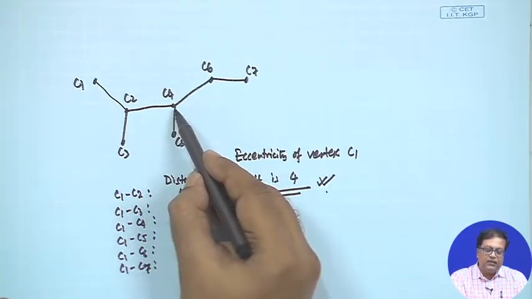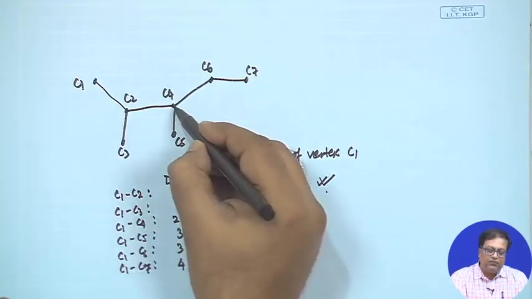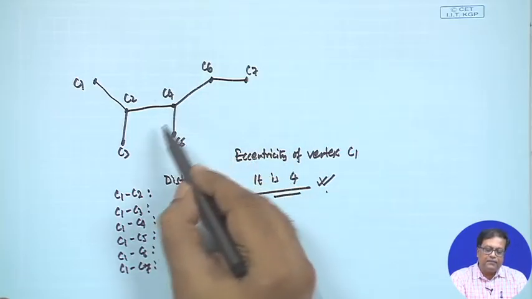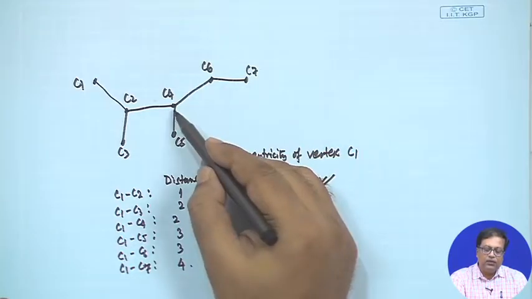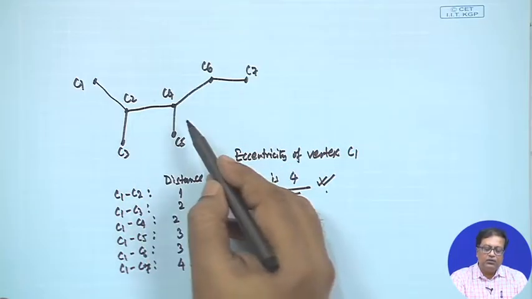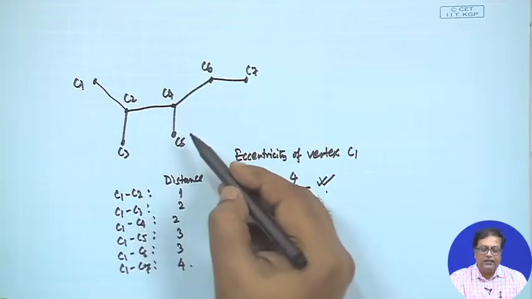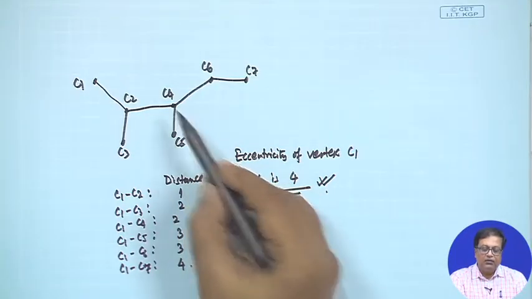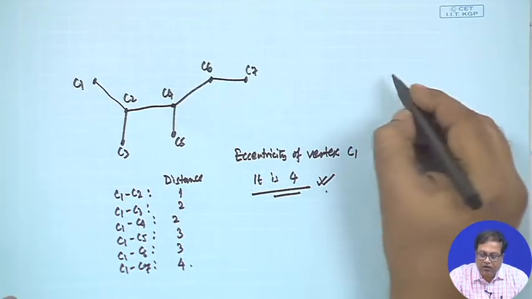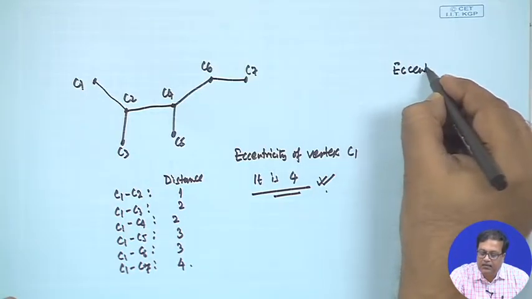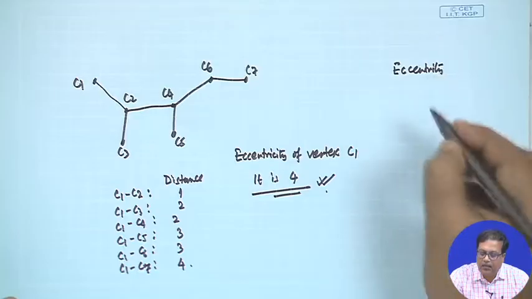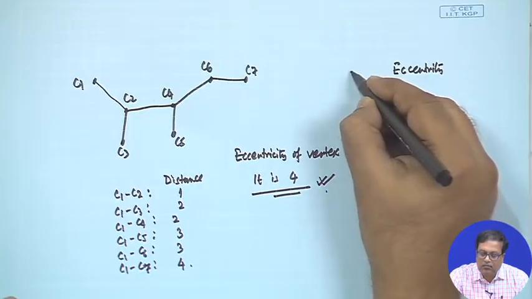Look at C4. What is the eccentricity of C4? The eccentricity of C4 is: this side is 2, this side is 2, this side is 1, this side is 2. So, is there any other vertex which is having lower eccentricity? Let us find them all. So, here let us write down vertex and eccentricity.